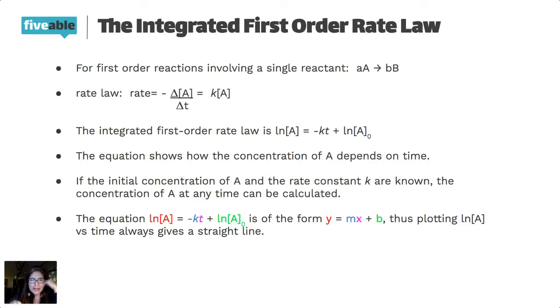If we notice, this equation has the form of a line, right? Because the straight line has the form y equals mx plus b. I matched the colors, so this will be y, m x, plus b. So if you plot the natural logarithm of the concentration of A versus time, then you will have a straight line. This is very useful because it's very easy to get the slope, which, as you can see, would give us the value of k.